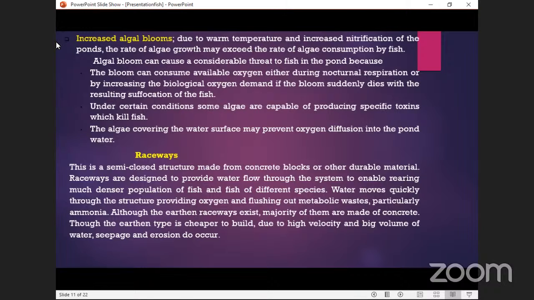Okay, so after the two different types of fish ponds, we have this one here, which is called the raceways. Becky, read for us. What is involved in a raceway? How is a raceway different from excavated pond and embankment pond? Raceways. This is a semi-closed structure made from concrete blocks or other durable material. Raceways are designed to provide water flow through the system to enable rearing much density.